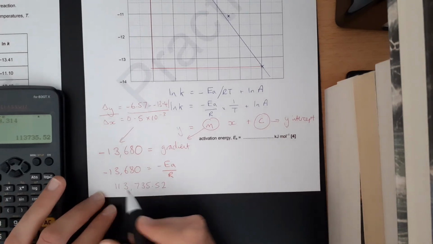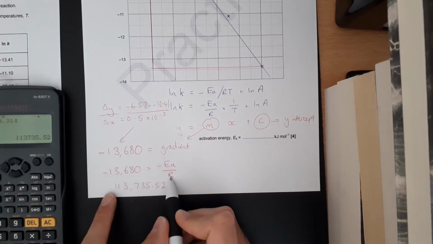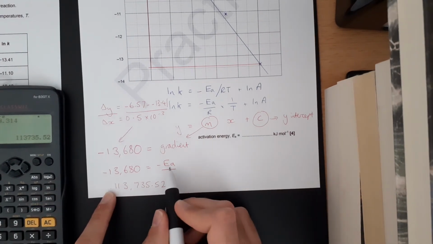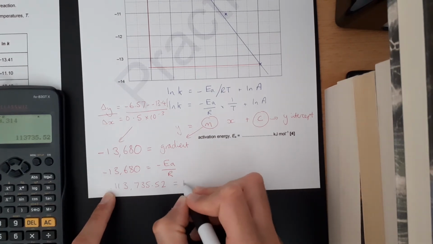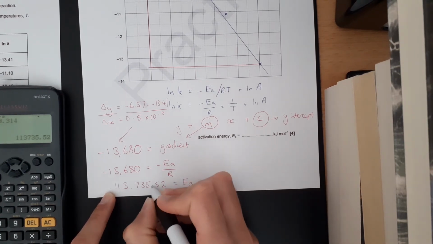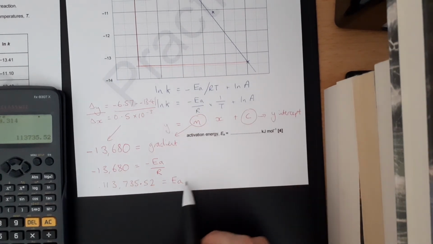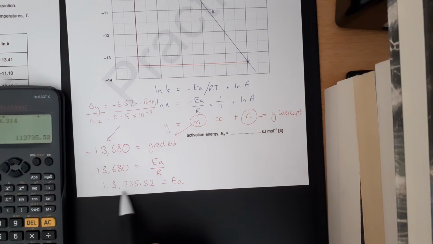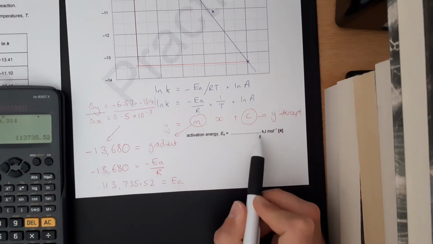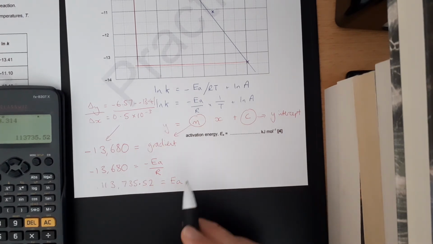And we're going to get a value of 113,735.52. Now, that should be minus, shouldn't it? So if we've multiplied by R, minus this value would be minus EA. So actually that value is just the activation energy, isn't it? Okay. And then the only thing that we need to do now is that this value is in joules, and we need to get it into kilojoules. So we just need to divide by 1,000.